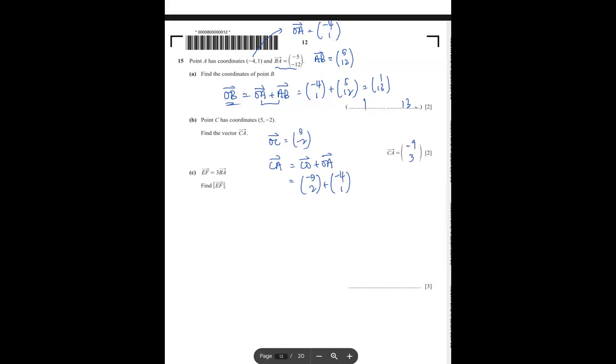Okay, EF equals 3BA. Find the magnitude of EF. I can find the vector EF first. Vector EF is 3BA, so times 3 of this. So -15, -36. The magnitude of EF is the square root of 15 squared plus 36 squared. So you're basically doing Pythagoras' theorem.